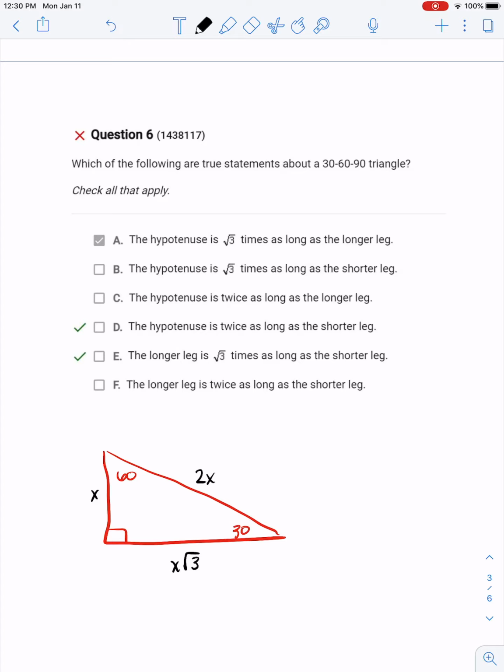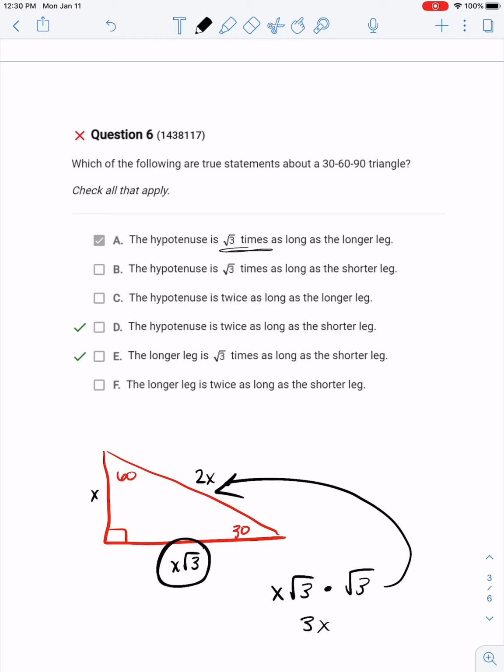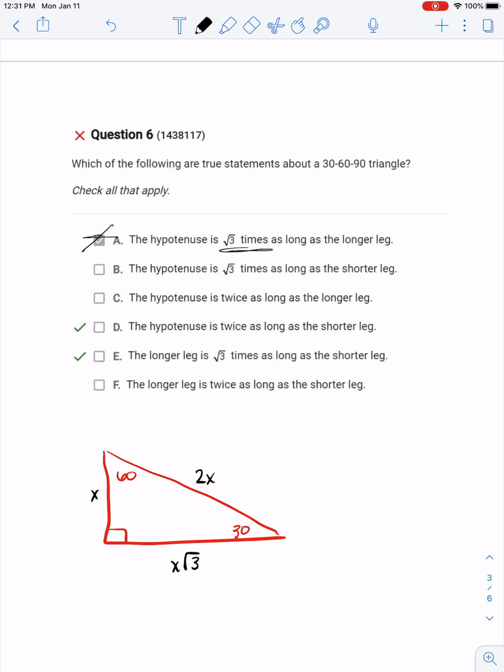Okay, so A, the hypotenuse is the square root of 3 times as long as the longer leg. Okay, so the longer leg is x radical 3, and if we multiply x radical 3 times the square root of 3, we should get 2x. That doesn't work. That would actually give you 3x. So this one is not correct. And I'm going to just erase as we go. So this one was no good.